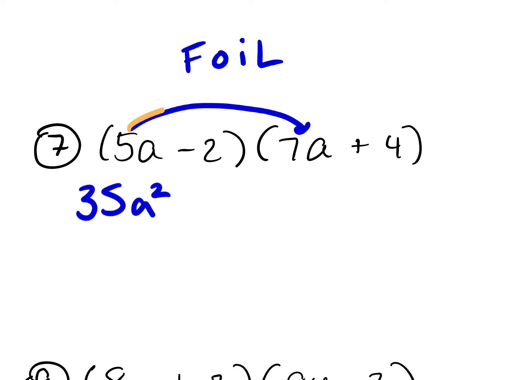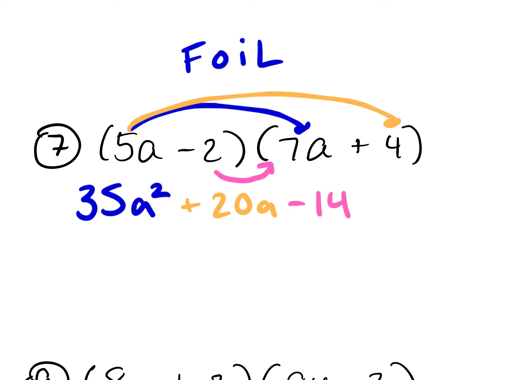Then I multiply the outsides. So it's 5a times 4. So plus 20a. Then I multiply the insides. Negative 2 times 7a. Negative 14a. And then negative 2 times 4. Negative 8. Do you guys have a question? Okay.